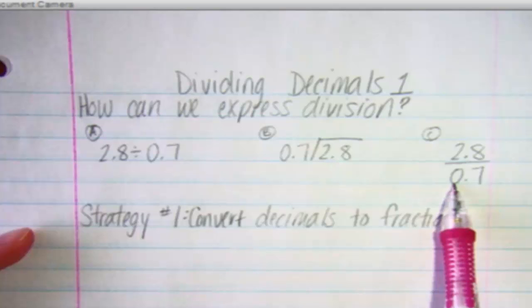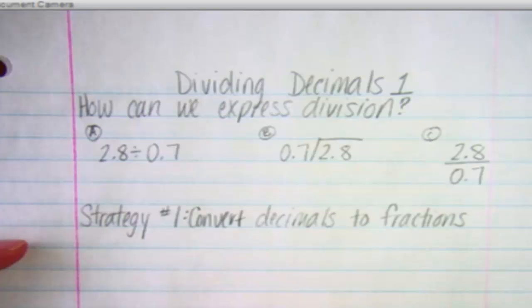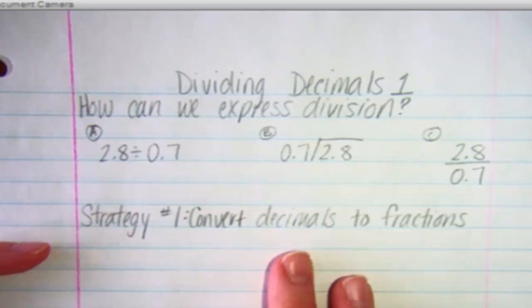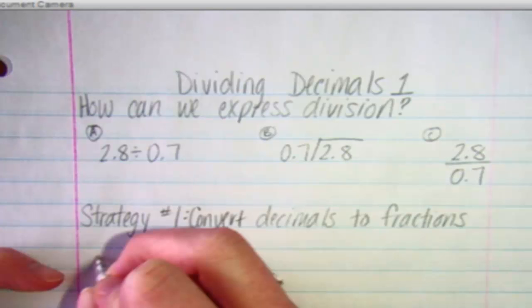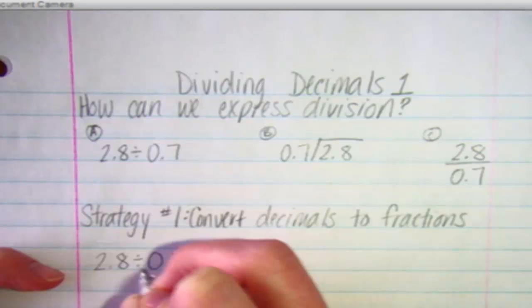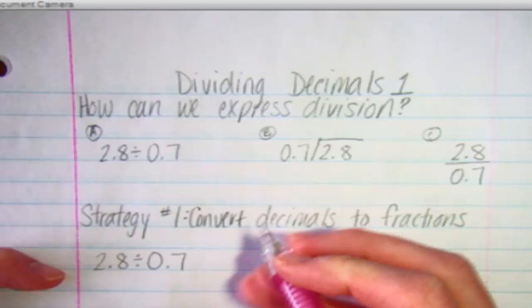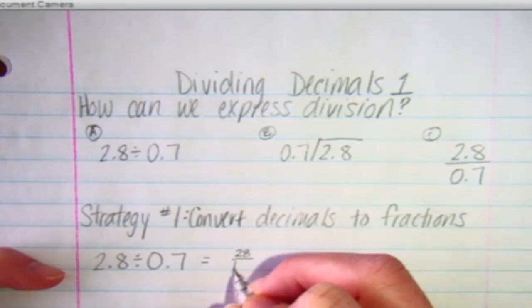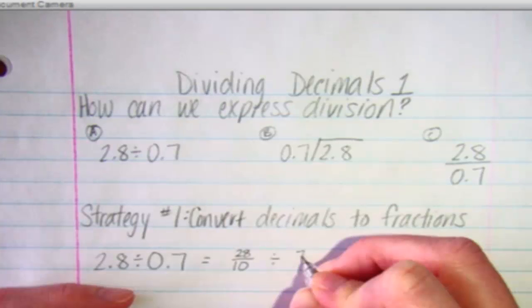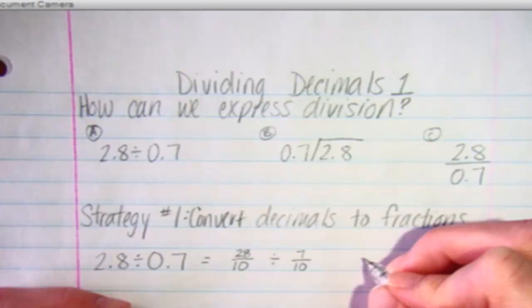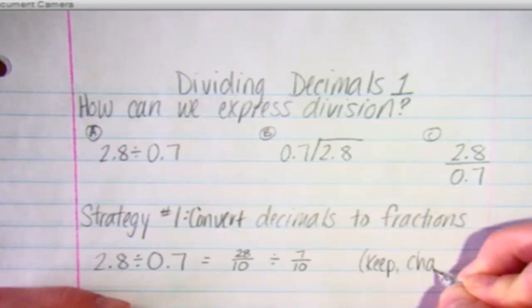The first strategy for dividing decimals is to convert the decimals to fractions. So let's say, for example, we have this same problem, 2 and 8 tenths divided by 7 tenths. You know that 2 and 8 tenths can be written as 28 tenths as a fraction, and that 7 tenths can be written as 7 tenths as a fraction. And then using our strategy of keep, change, flip, we can solve this division of fractions problem.